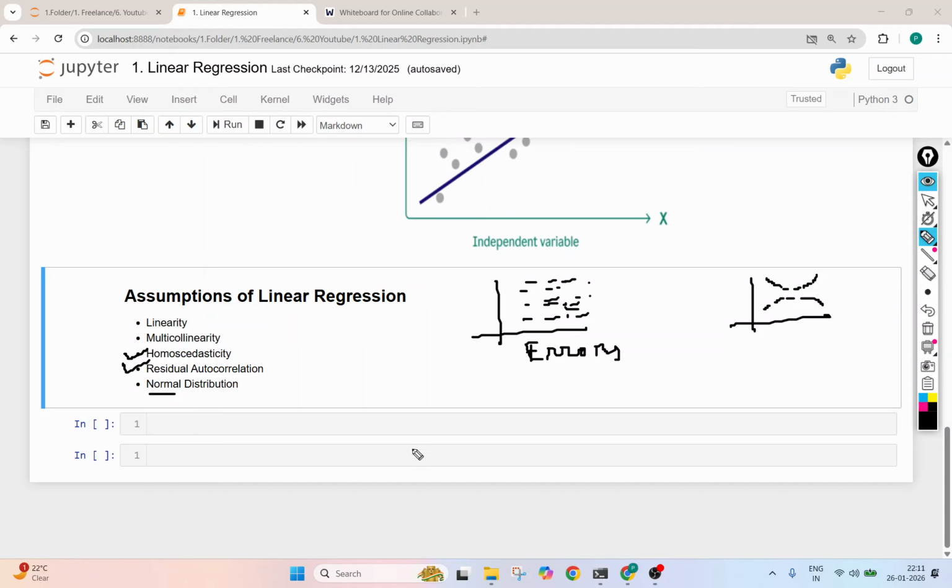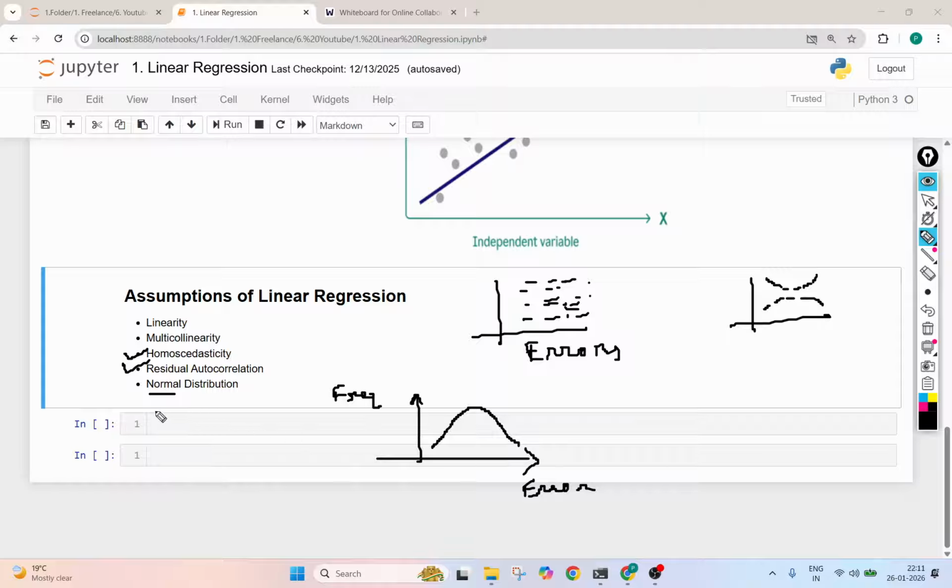Normal distribution of errors. It also says that the distribution of errors with respect to frequency over here should be a normal distribution. We all know, right? The normal curve or the bell curve. So distribution of error with respect to frequency should be normal, right?